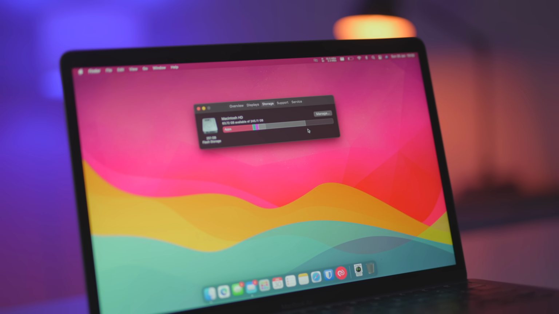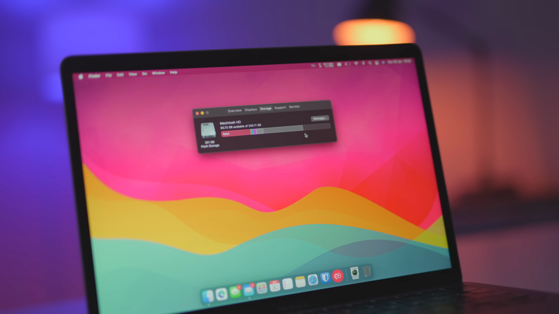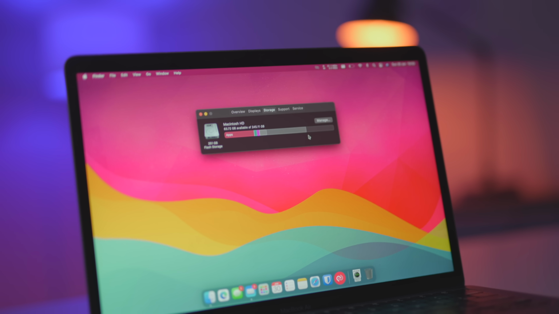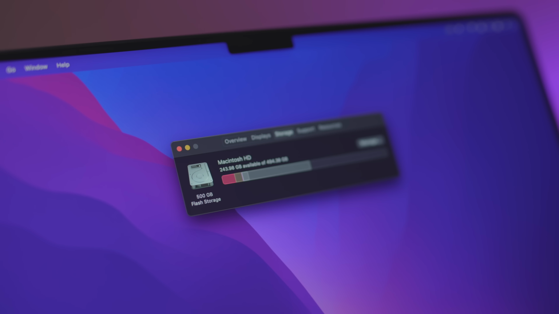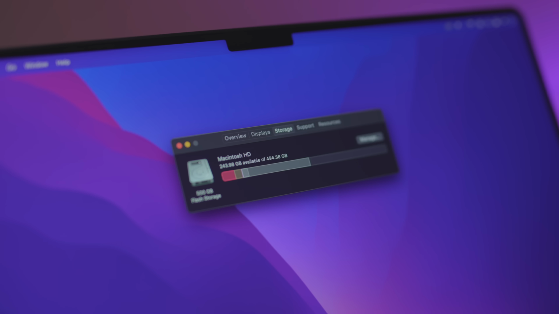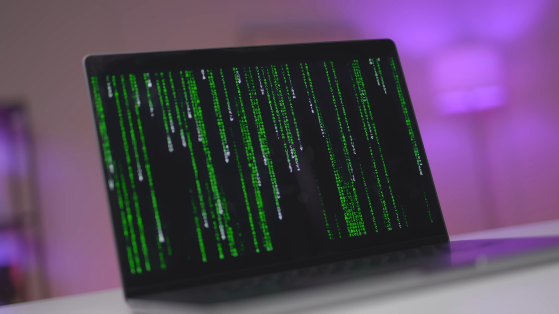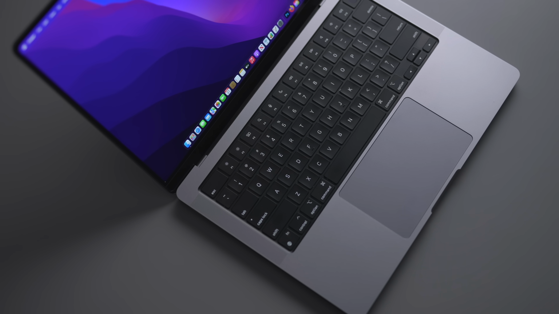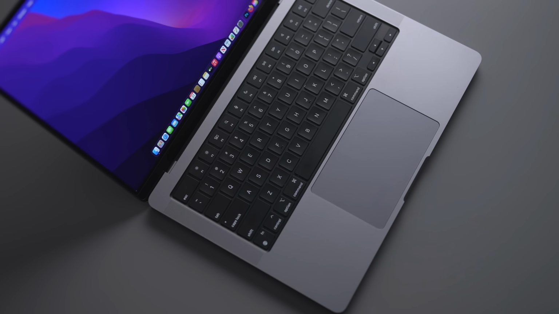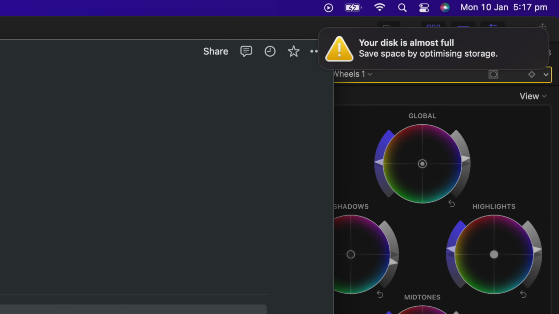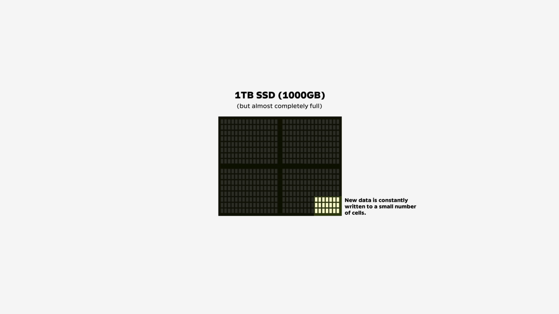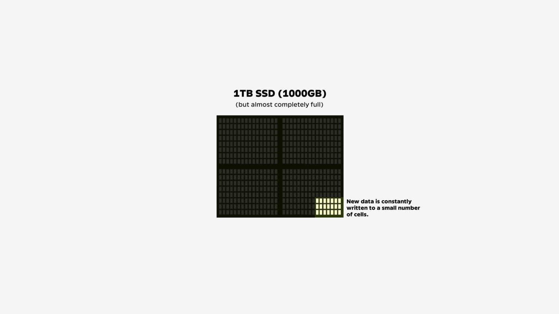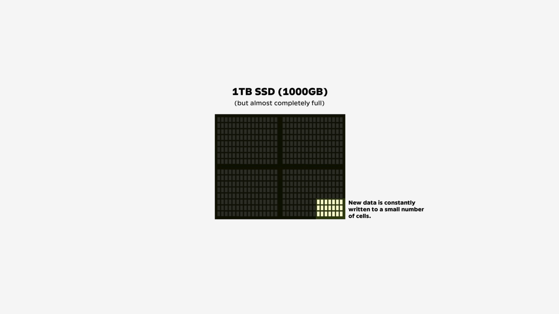And no matter what size SSD you have, you should always keep at least 10 to 15% of the total capacity of your SSD free at all times. The SSD needs room to write new data, and you don't want to restrict it to only a tiny number of cells. For example, an SSD with only 2% capacity remaining. This will cause the new data to be constantly written to the same small number of cells, and they will wear out and die much faster.